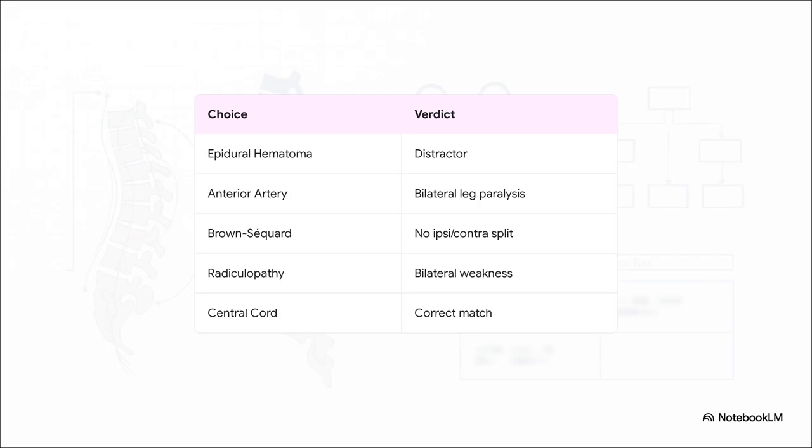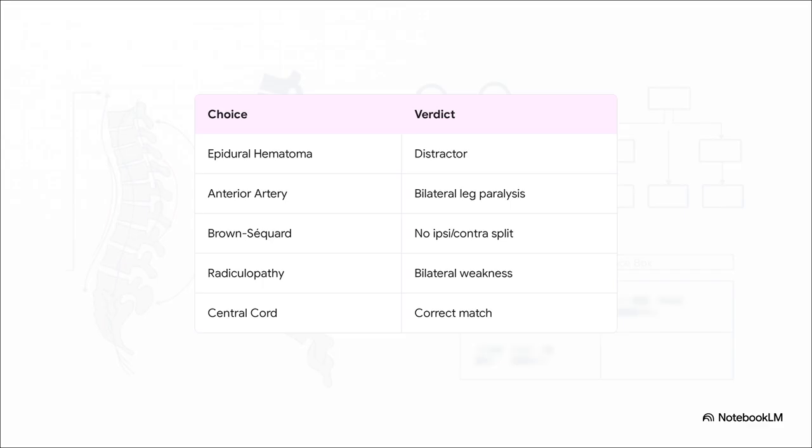Choice 1, epidural hematoma, is incorrect. It fails completely because an intracranial bleed just cannot explain isolated bilateral arm weakness while totally sparing the legs. It's a pure distractor. Choice 2, anterior artery occlusion, also incorrect. While it does spare the toes' proprioception, it would cause profound bilateral lower extremity paralysis, which our patient clearly lacks. Choice 3, Brown-Séquard, is incorrect because we aren't seeing that classic ipsilateral motor and contralateral sensory split. Choice 5, cervical radiculopathy, is out too. The weakness is severe and bilateral, which defies an isolated lower motor neuron single root exit.